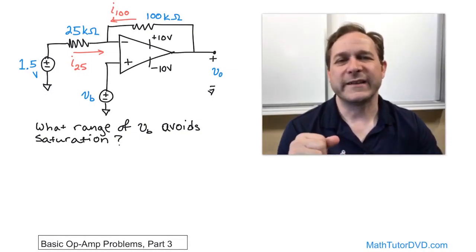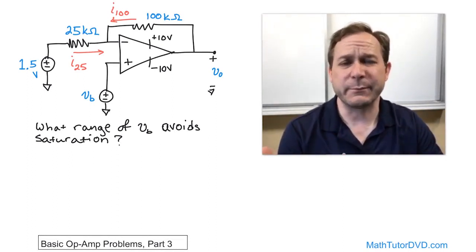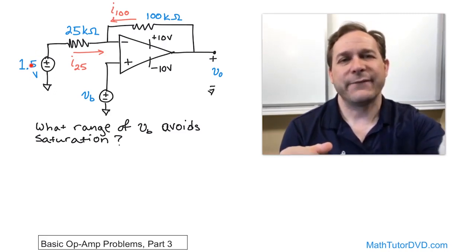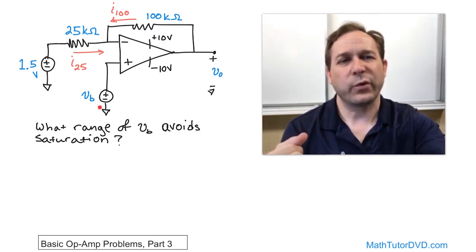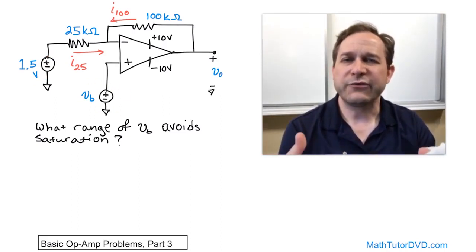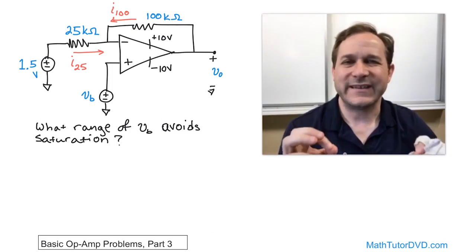In this lesson, we're going to continue with the same circuit that we've used in the last couple of problems, at least the same component values, but we're changing it up a little bit in that now we have a 1.5 volt source going into the inverting input, but we've replaced this source with some labeled source. We call it V sub B. And what we're really trying to do is analyze this circuit and figure out what range of VB avoids saturation.